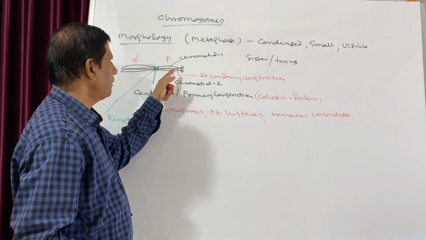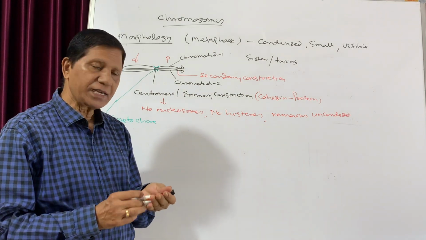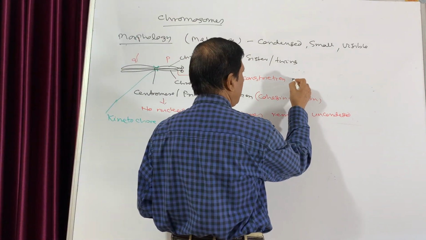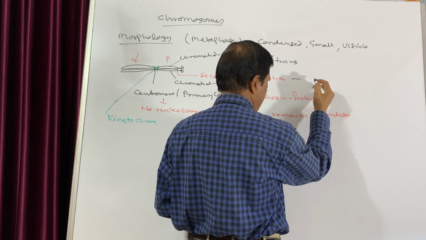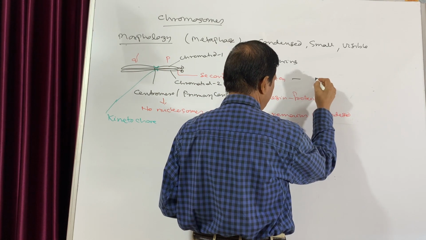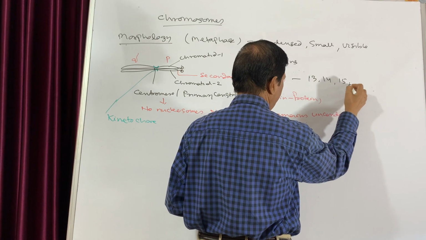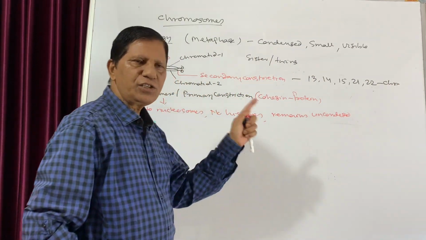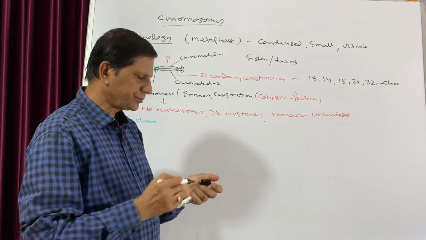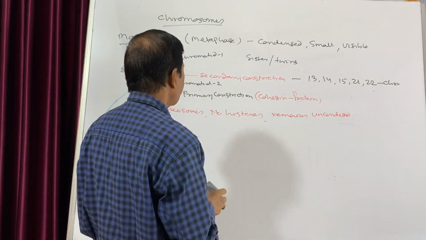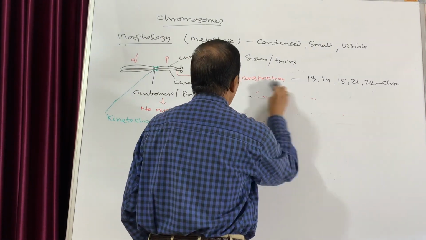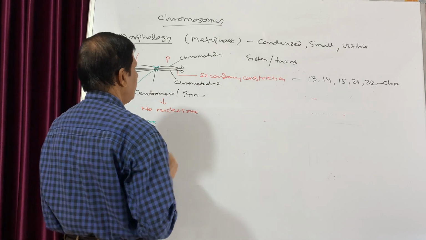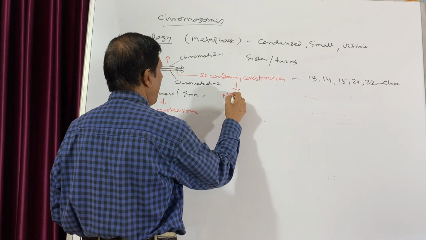Suppose you take the case of human beings. In humans, there are 5 chromosomes having a secondary constriction: chromosome numbers 13, 14, 15, 21, 22. Only in these chromosomes will you find this secondary constriction. The secondary constriction is also known as the nuclear organizing region, the NOR.